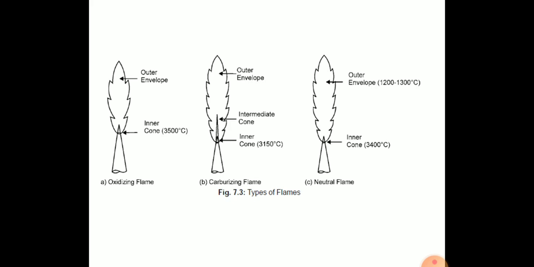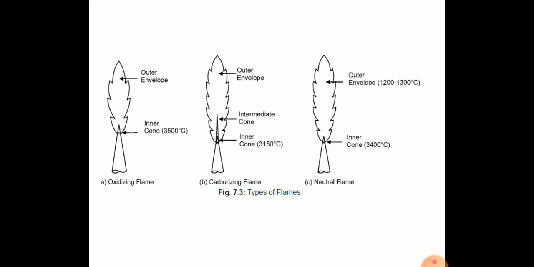Then the second type is the carburizing flame. It is also called a reducing flame. If the volume of oxygen supplied to the neutral flame is reduced, the resulting flame will be a carburizing or reducing flame, rich in acetylene. In this flame, the acetylene feather exists between the inner cone and outer envelope. Temperature is of the order of about 550 degrees, less because it does not completely consume the available carbon.